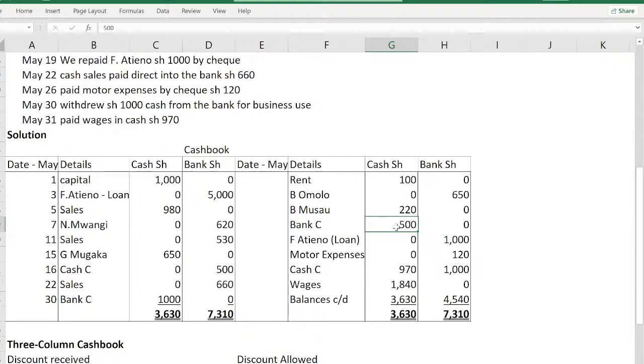Then we also repaid Atieno the loan that he had given us. We paid 1,000 by check. So cash at bank, we indicate 1,000.